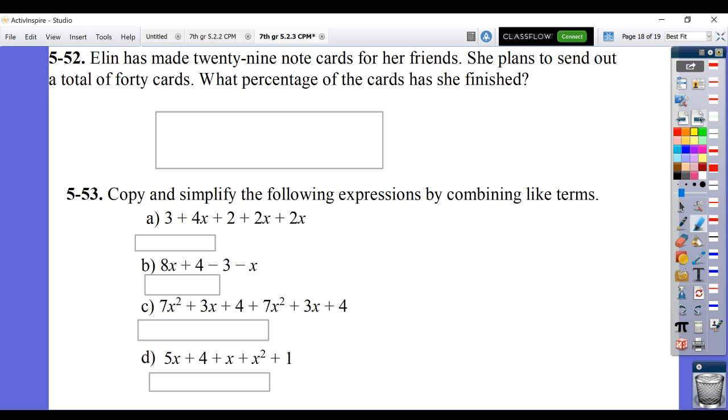552, Elin has made 29 note cards for her friends. She plans to send out a total of 40 cards. What percentage of cards has she finished? So basically, what is 29 out of 40 as a percent?